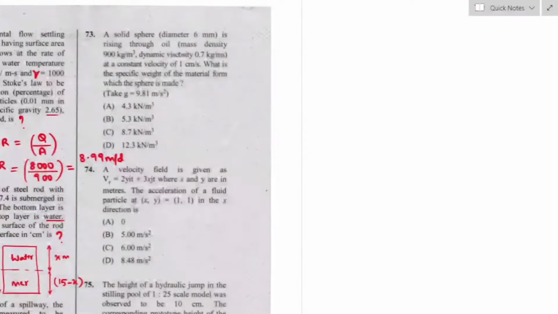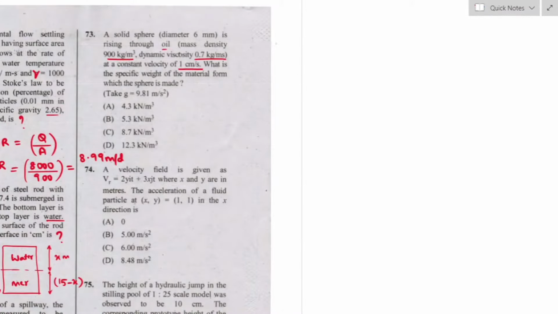Question number 73. A solid sphere of diameter 6 mm is rising through oil of mass density 900 kg per meter cube, dynamic viscosity of 0.7 kg per meter second at a constant velocity of 1 cm per second. What is the specific weight of the material from which the sphere is made? So we have to determine the specific weight of the material.